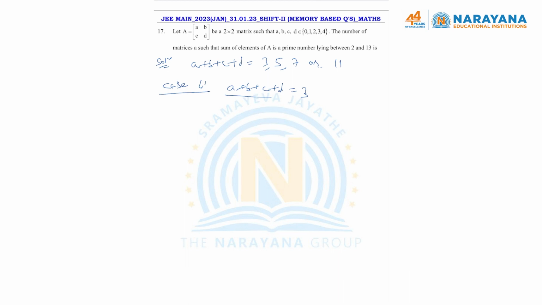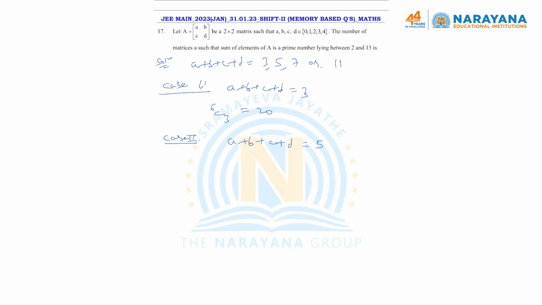So the number of integral solutions is 3 plus 4 minus 1, that is 6C3. So 6C3 we have taken. 6C3 is 20. Case 2: now we need to go for A plus B plus C plus D equal to 5.